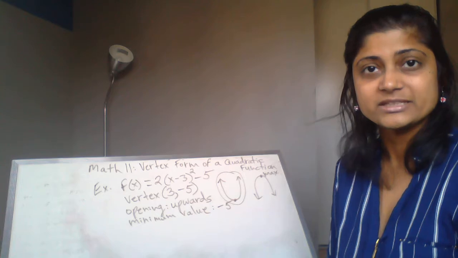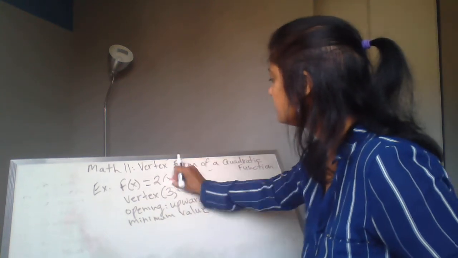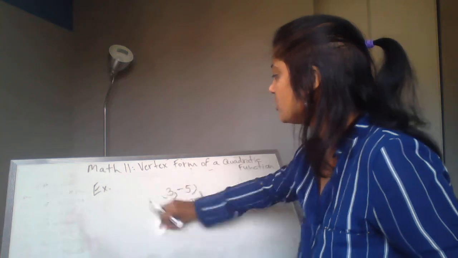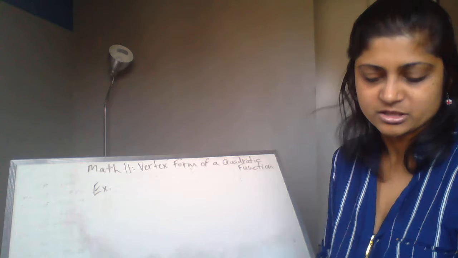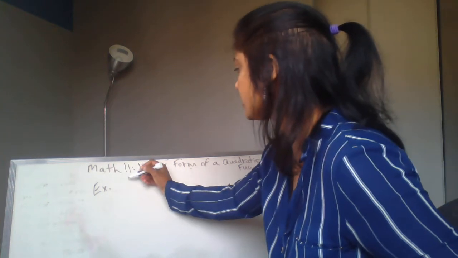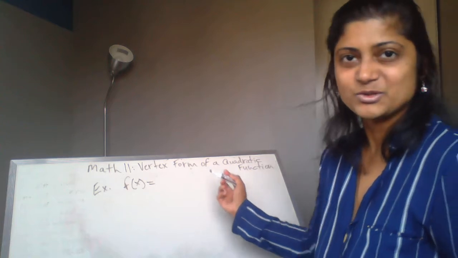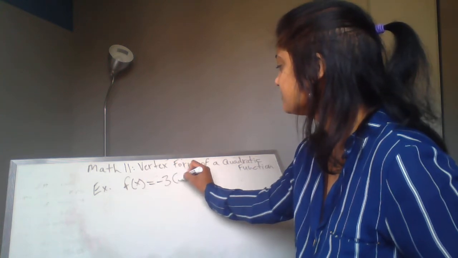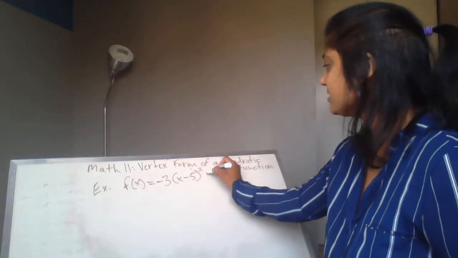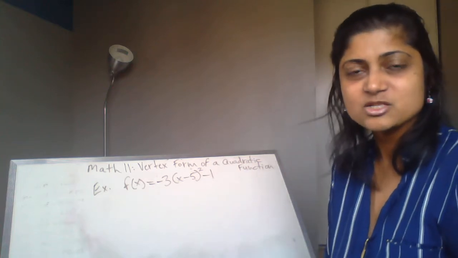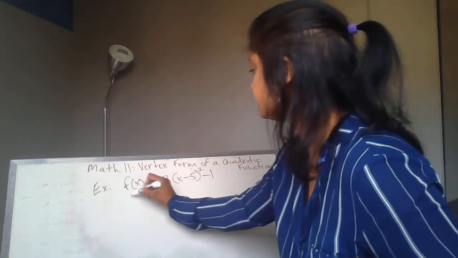Let's try one more example. I want to show you one that has the negative sign in front. So I'm just going to take this off. Remember when it says f of x, that just means that it's a function. So let's try this example here. I'm going to put f of x equals negative 3 times (x minus 5) squared, and then minus 1. So this is my function now. Again, I'm going to write out what the vertex is.